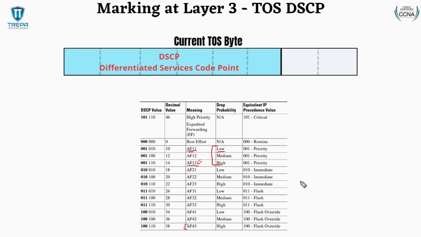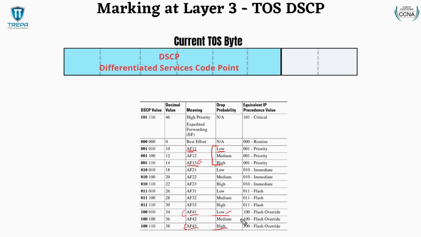But really the best traffic we have is low. And this is kind of weird. It's kind of hard to explain. But essentially what this is saying is that if you have traffic that you suspect won't just drop without QoS, you give it this 41. If you expect traffic to drop more than other traffic, you give it AF43.